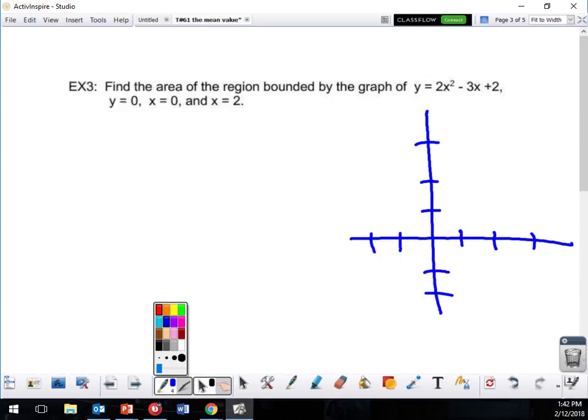Now, if I am looking at my bounds, so my bounds is y equals 0. If I were to draw a graph right there, y equals 0, that would be here, on the x-axis, right? And the bound of x equals 0 would be right here. And my other bound is going to be x equals 2.